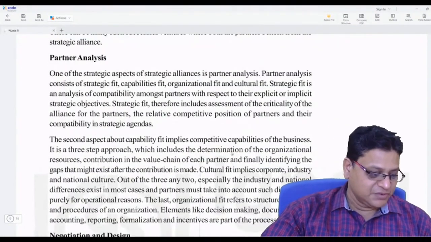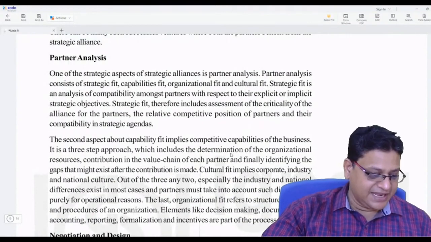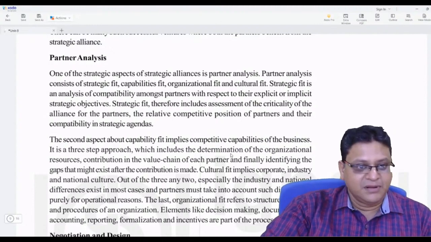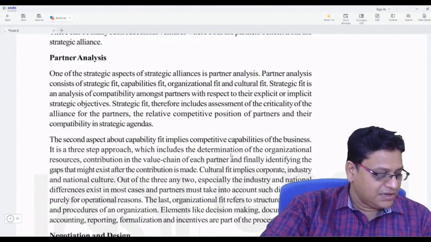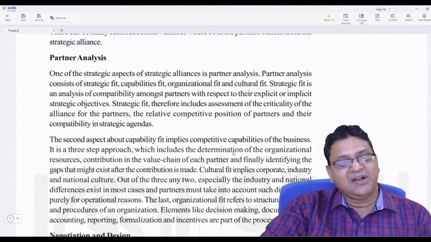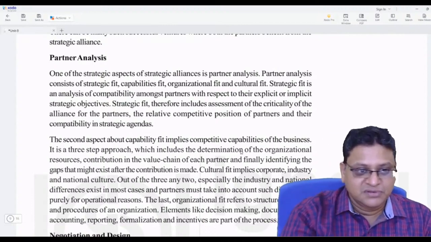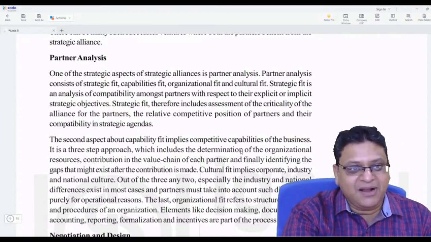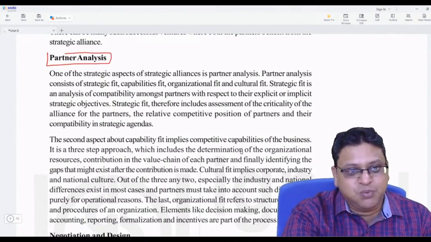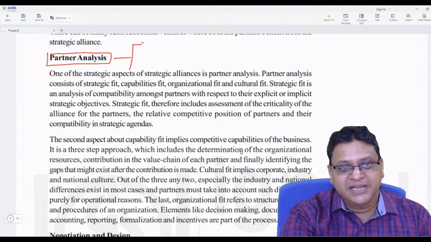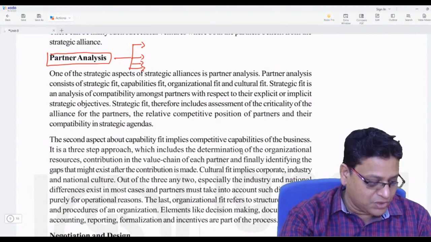So first we have discussed in alliance management partner assessment. There is a partner analysis stage in alliance management. This is the second stage of alliance management. Partner analysis deals with four things. What are the four things partner analysis deals with? It deals with finding out four types of fit. What are the four types of fit?